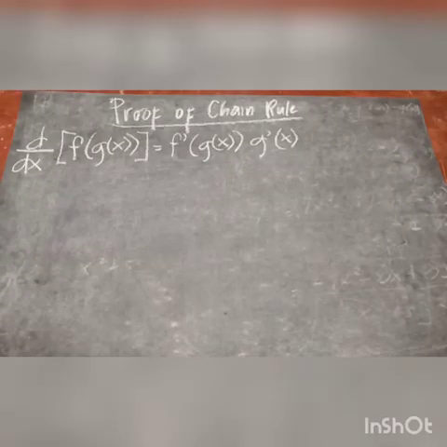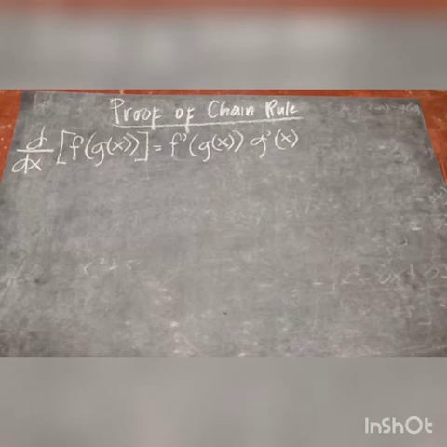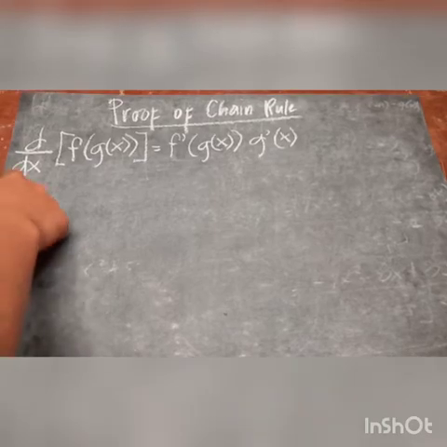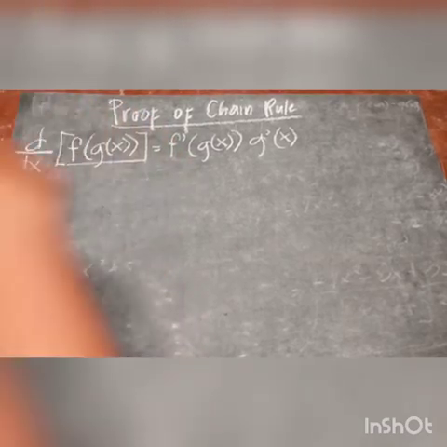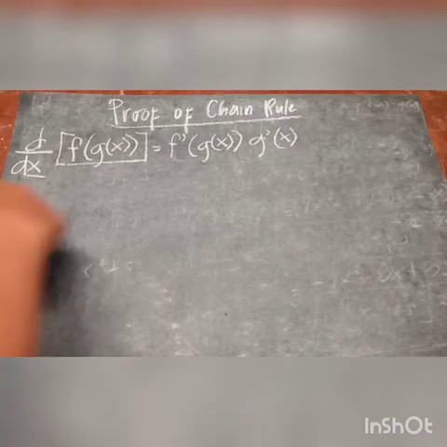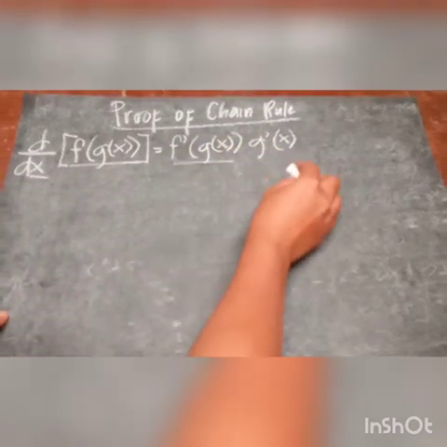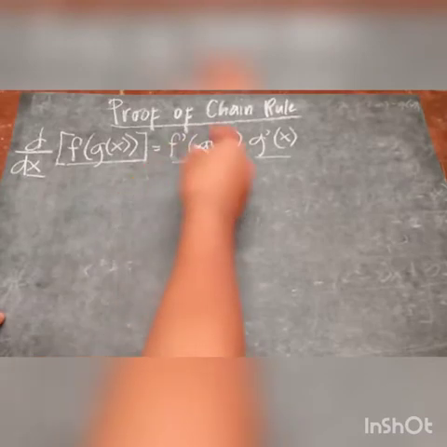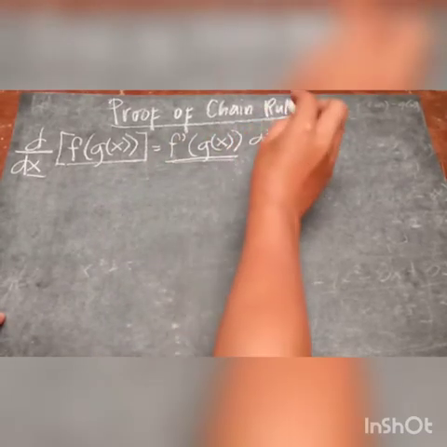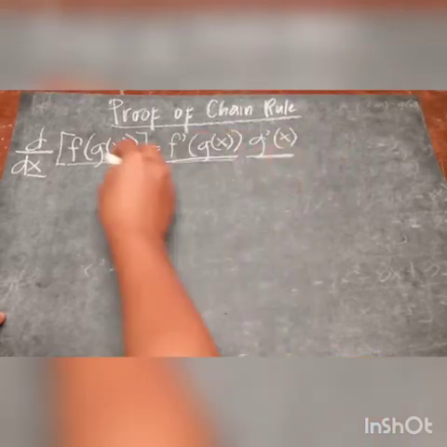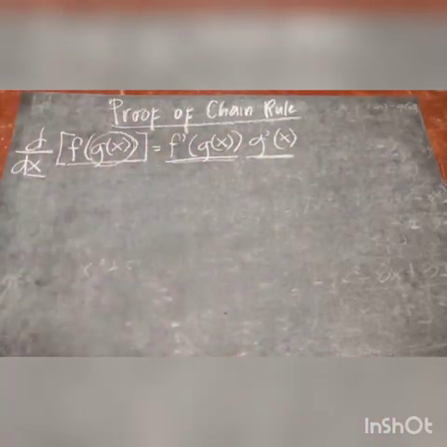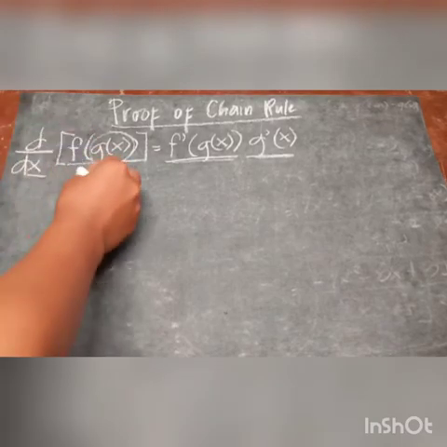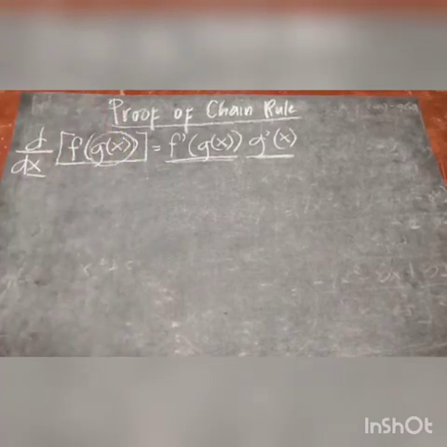Now to the proof of the chain rule of differentiation, which is a rule to find the derivative of a composite function. So we have here the derivative of f of g of x with respect to x is equal to f prime of g of x times g prime of x. We have the derivative of a composite function, so this is the composite function, is equal to the derivative of the outer function times the derivative of the inner function. So this would be the inner function, and f is the outer function.